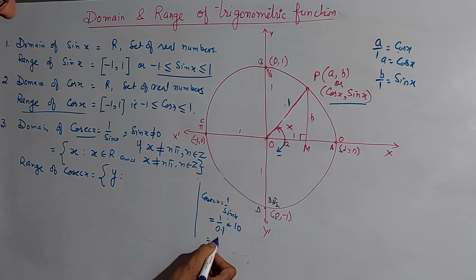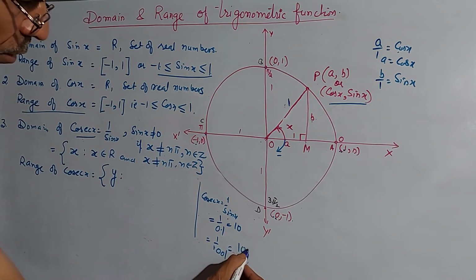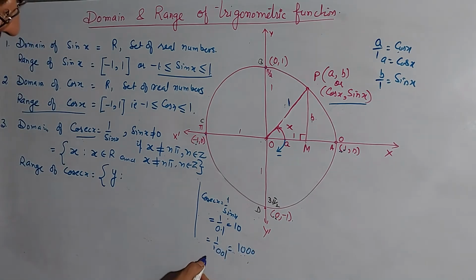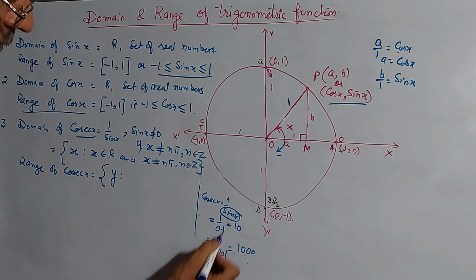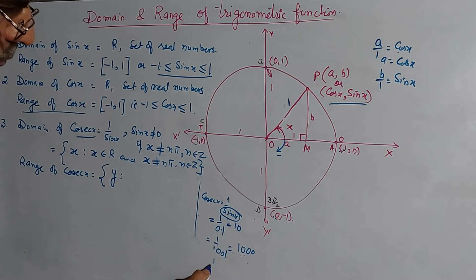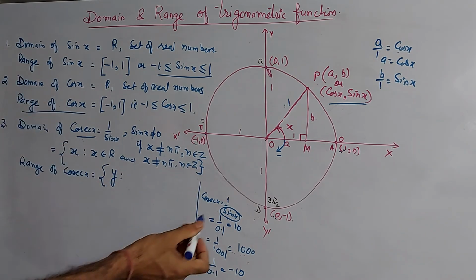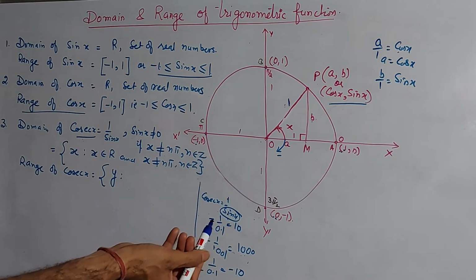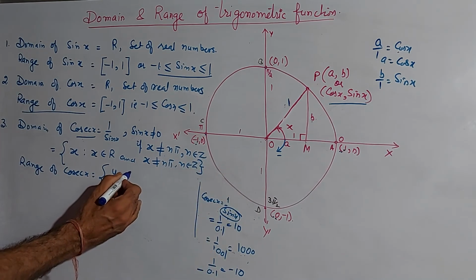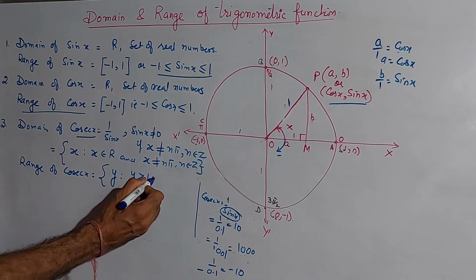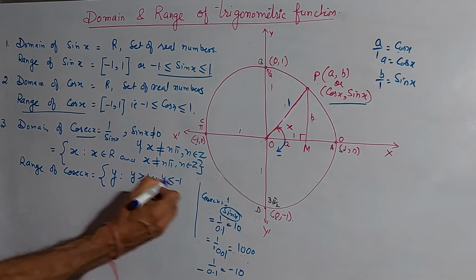If the value is 1 upon 0.001, the value will be 1000. If it is negative, suppose sine x is negative, meaning 1 upon minus 0.1, then the value will be minus 10, and so on. So we can see the pattern that the values are either greater than or equal to 1, or less than or equal to minus 1. So y is greater than or equal to 1, or y is less than or equal to minus 1.